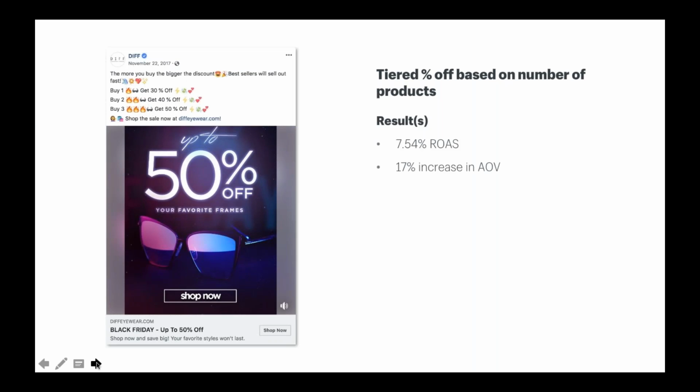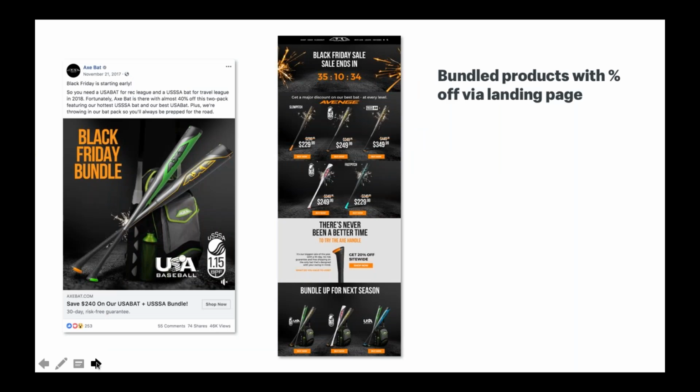Now, Diff created a tiered percent off based on number of products. So buy 1, get 30%, buy 2, get 40%, buy 3, get 50%. Again, focused on AOV. Here we see a 7.54% return on ad spend and a 17% increase in AOV. Nice. Inspiration number 3, Axe Bat.